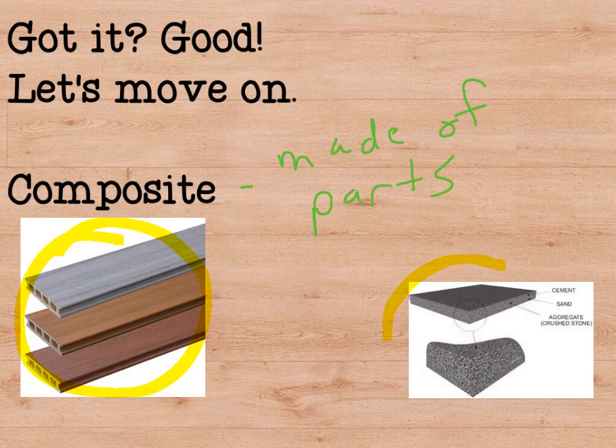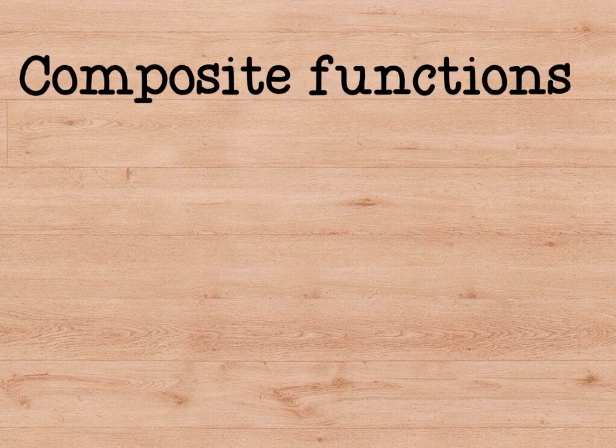Over here, we have a different kind of composite. When we pour sidewalks or driveways or streets, concrete is made up of cement, sand, and crushed stone. This is a composite, parts of material to make what we see as concrete. We're going to talk about composite functions. In this case, we're putting 2 functions together again, but this time instead of adding or multiplying or subtracting, we're going to put one function inside another.